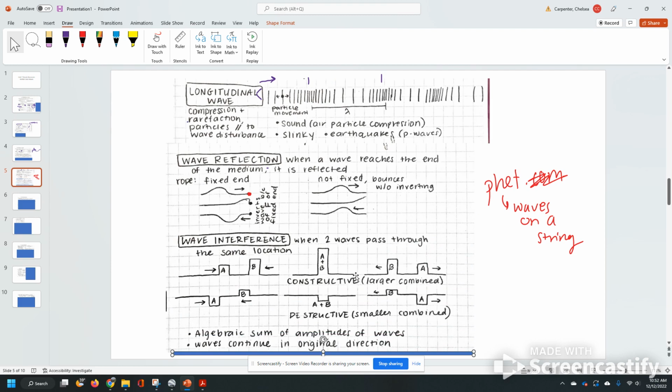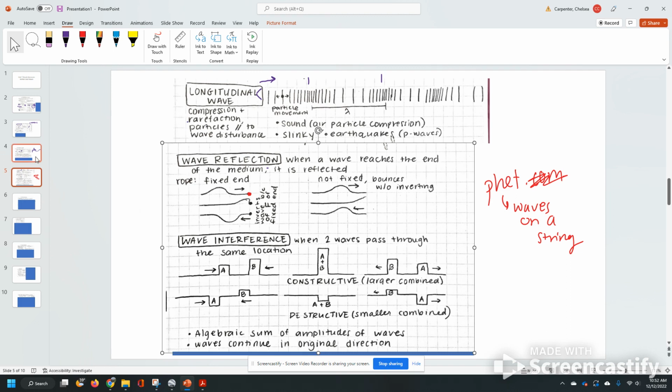And then wave interference. So when two waves pass through the same location, they will either add together or cancel each other out. So if I have A and B, let's say A is 1 block high and B is 2 blocks high, they will combine to be 3 blocks high, and then they'll keep going in their original directions. They will not reflect off each other. But if, let's say, A is -1 high and B is a half high, when they combine together, they will end up with a smaller wave, and then keep moving on their ways.